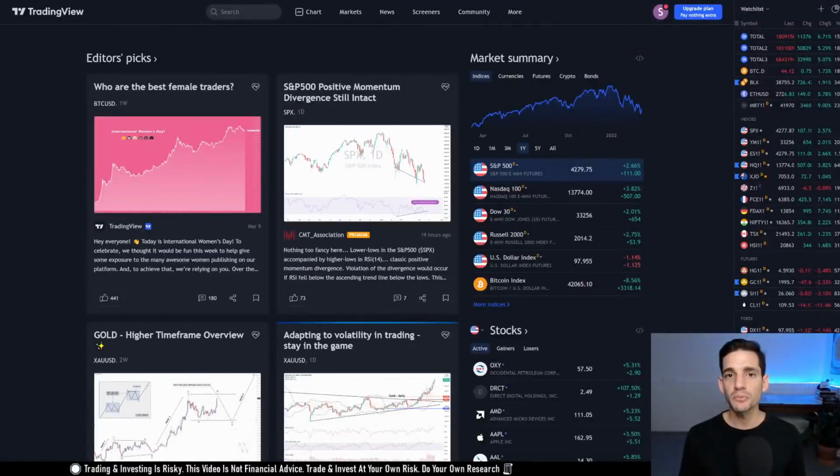First up, we need a charting platform and an exchange or broker. I use TradingView for my charting platform, and it's completely free to set up and use. You can also get a paid version where you can upgrade to get additional features such as alerts and different indicators, but I find the free version will definitely be enough to get anybody started on the right foot.